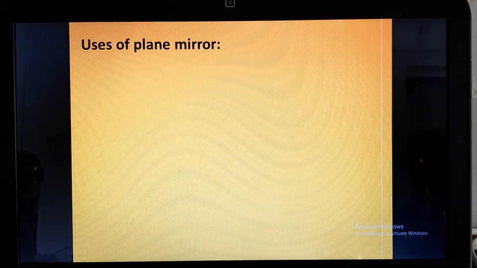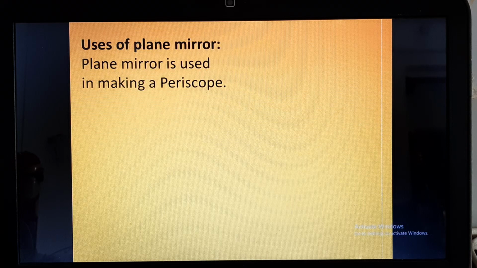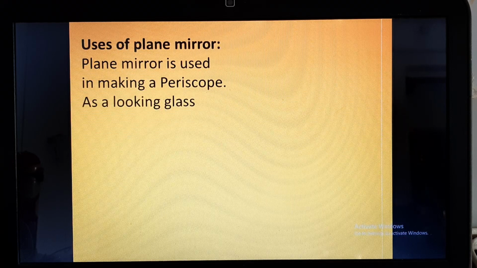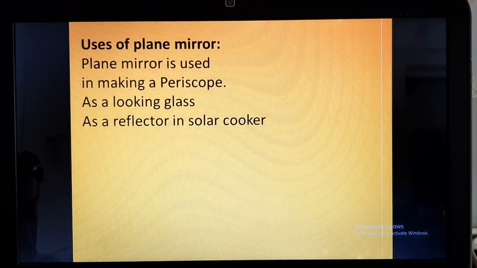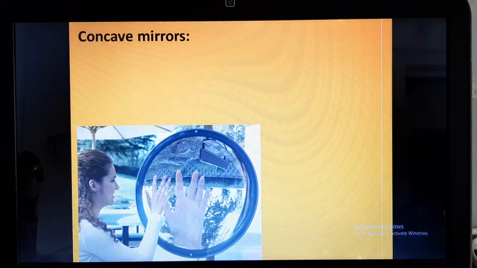Now, what are the uses of plane mirror? Plane mirror is used in making periscopes, which are used in submarines. It is used as a looking or dressing up glass. It is also used as a reflector in solar cooker.